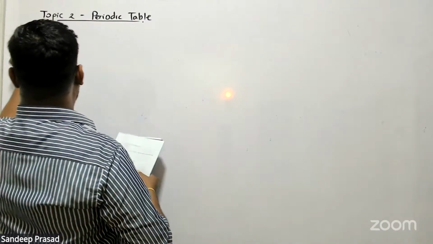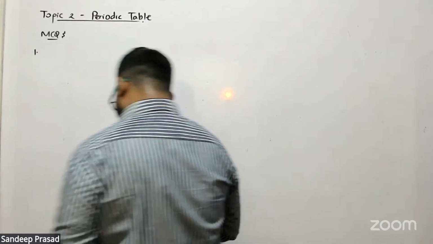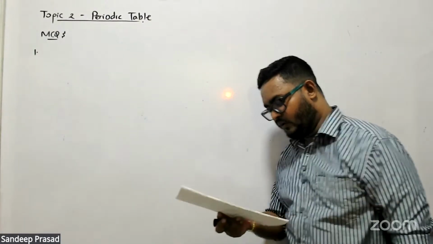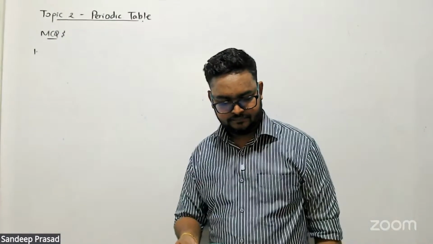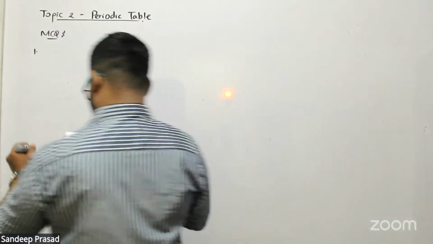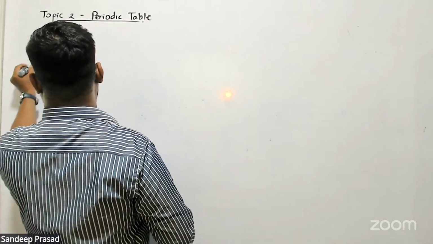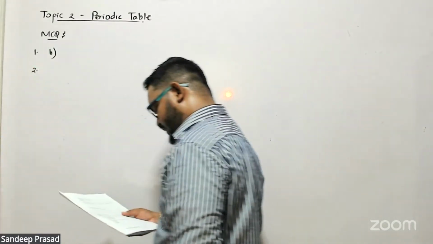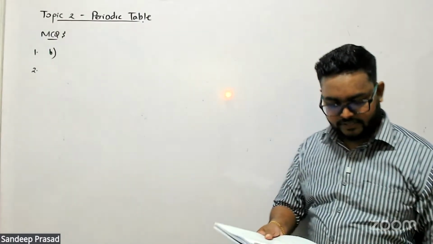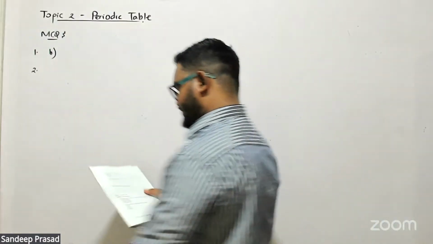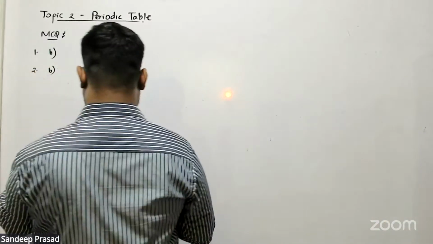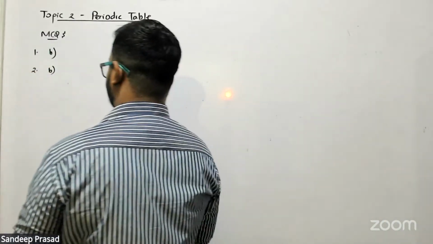MCQs. Question number 1. The modern periodic table is arranged in order of increasing what? What is the answer? Yes, it is atomic number. So therefore, question number 1, answer is B. Easy. Question number 2. The horizontal row in the periodic table is called what? Yes, horizontal row is known as period. That's very easy, right? Go for the next question.